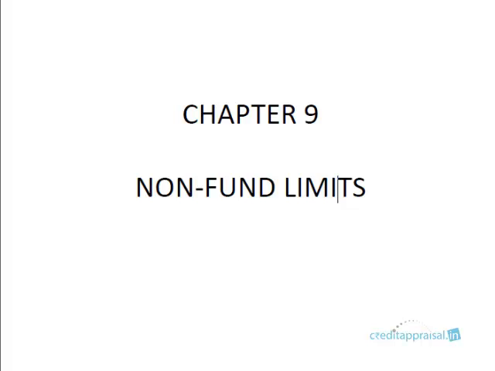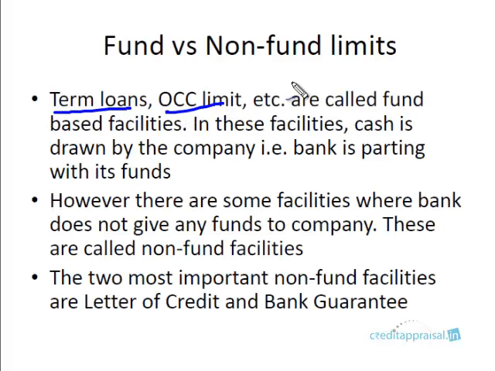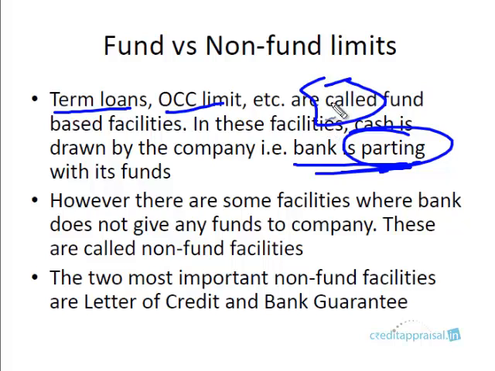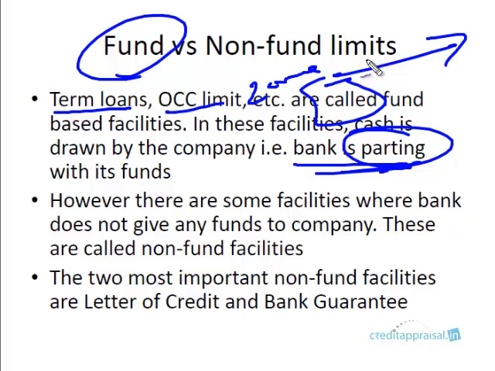So at the outset, let us see what is the difference between a fund-based limit and a non-fund-based limit. Term loans, CC limits, these limits are called fund-based facilities because the bank is parting with these funds. So the bank has some funds, say 2 crores, and a party has come, and the bank is physically transferring this cash to the party. So the bank is parting with the funds. That's why we call them fund-based limits.